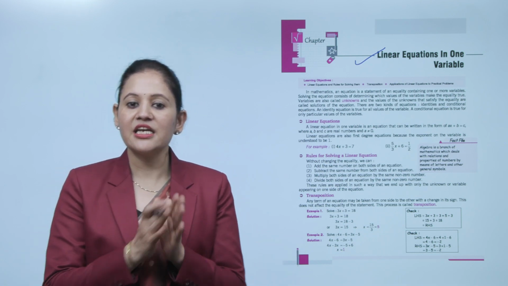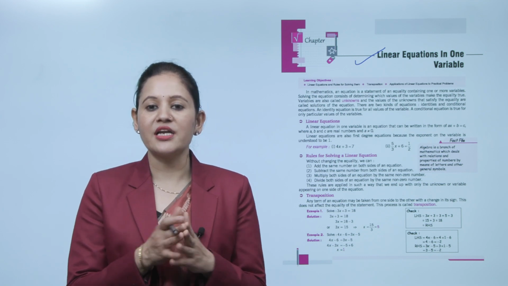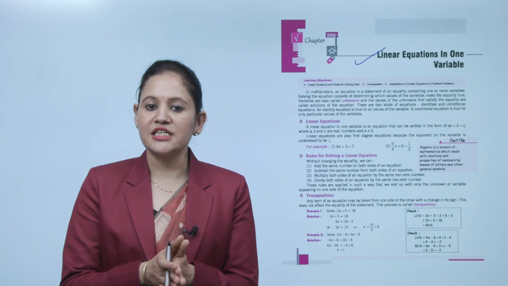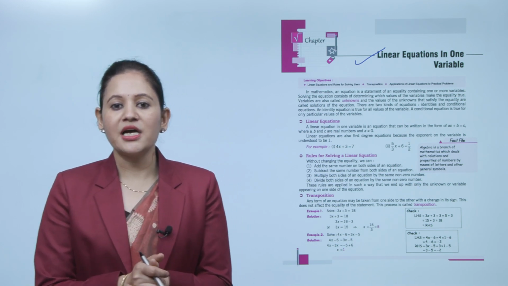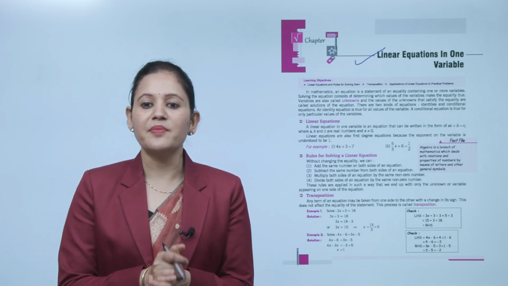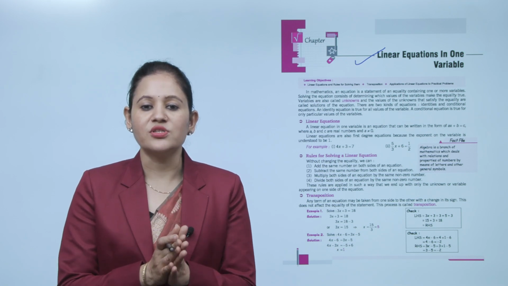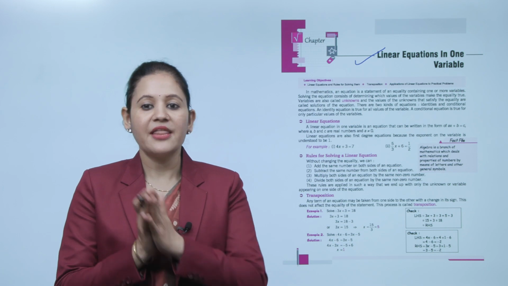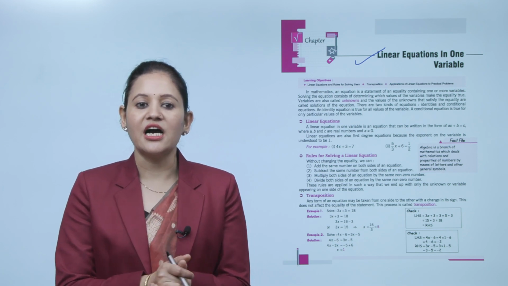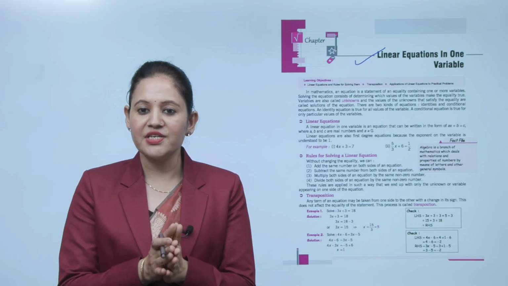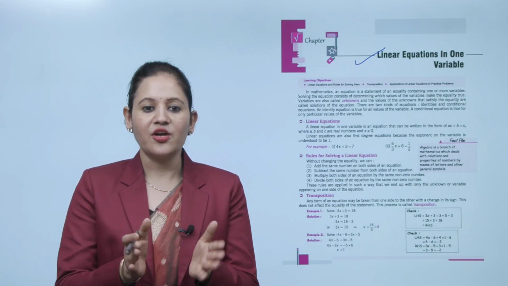In mathematics, an equation is the statement of equality containing one or more variables. Solving the equation consists of determining which value of the variable makes the equality true. Variables are also called unknowns, and the values of the unknowns that satisfy the equality are called the solution of the equation. There are two kinds of equation, identity and conditional equation.